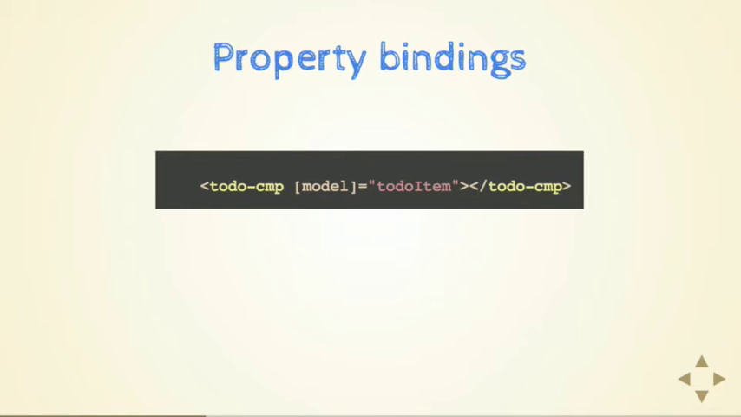For example, this is property binding that uses square brackets to provide some items to the component. And inside the component, we could use this element like a property, and it's a very clear mapping from the upper level to the lower level. Actually, I use this one for mapping data objects for the web components in my demo.